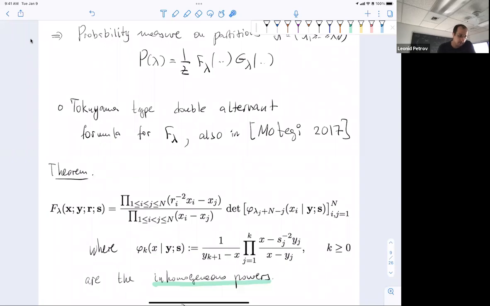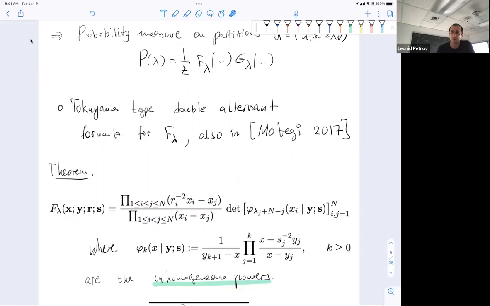And they divide by the Vandermonde, also fine, and then you multiply by the deformed Vandermonde, which one can find in Tokuyama's formula. This formula and this f boundary condition was already studied by Motegi quite recently, and he got a formula which is essentially equivalent to this one. So this is the f function, and then we also get the g function.